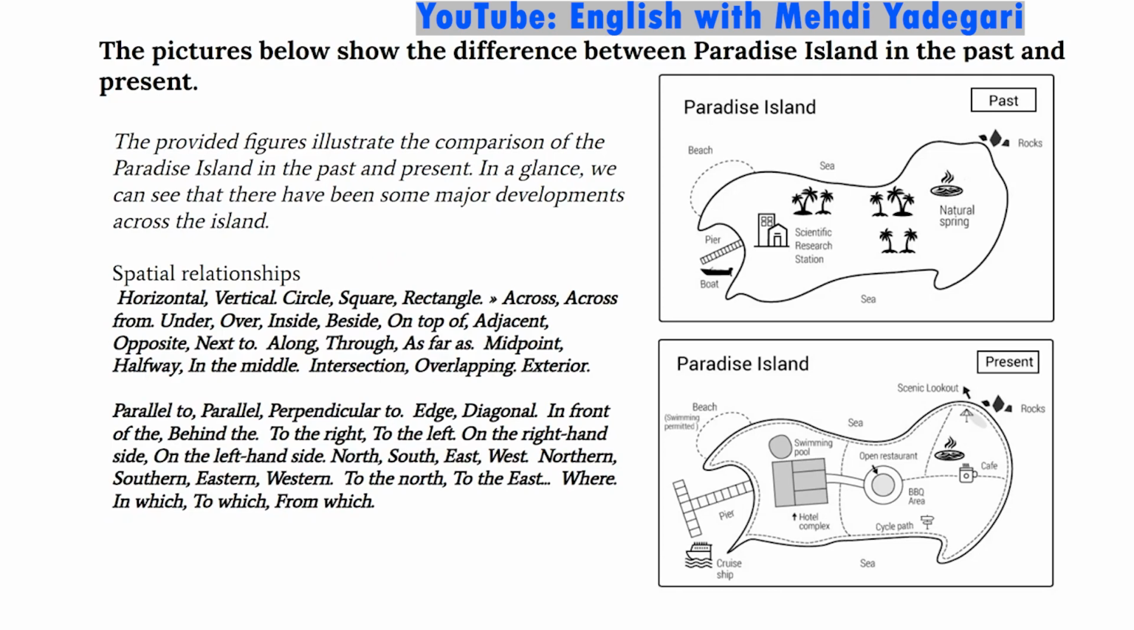Before we get into them, you need to understand the types of pictures that have to do with plans and figures. You have to talk about the changes that have happened. You need two things. One, spatial relationships. What is a spatial relationship?